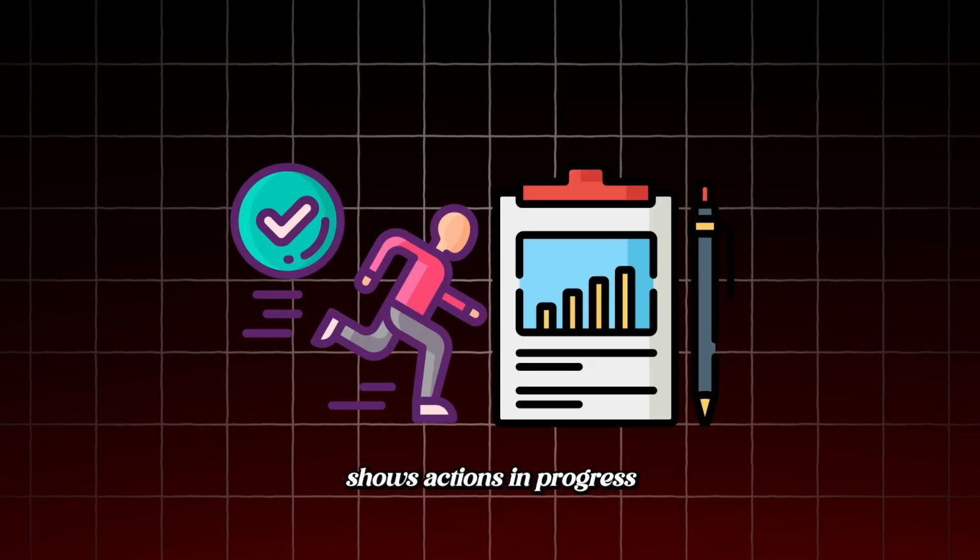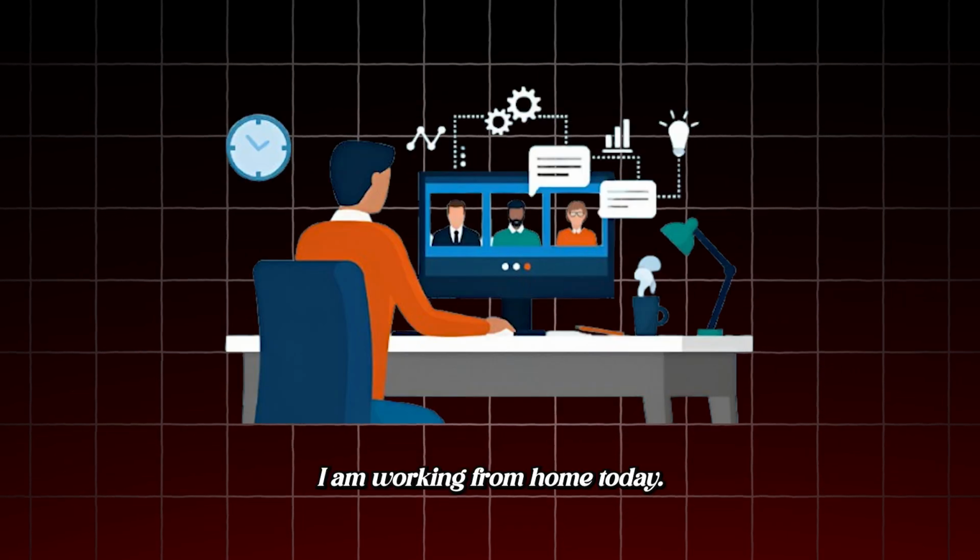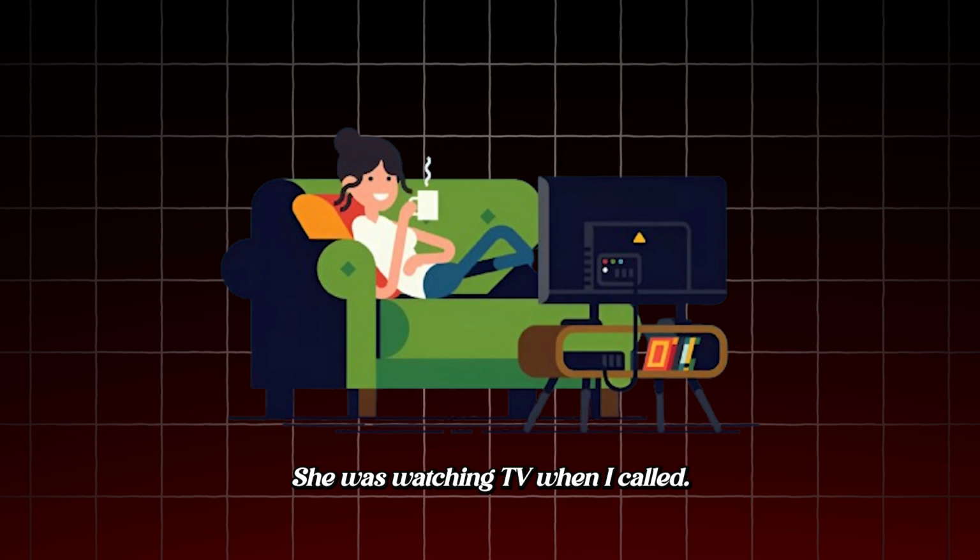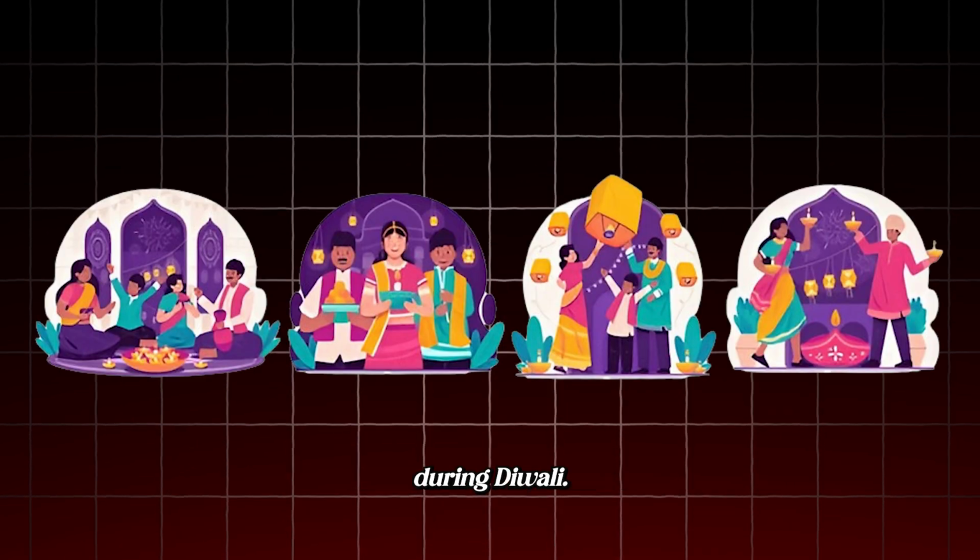Next, we have the continuous form, also called progressive. It shows actions in progress or temporary situations. I am working from home today. Present continuous: she was watching TV when I called. Past continuous: we will be visiting relatives during Diwali. Future continuous. Continuous tenses answer the question, what is happening right now?